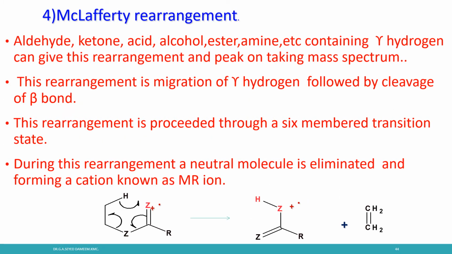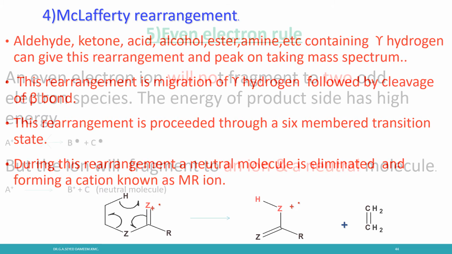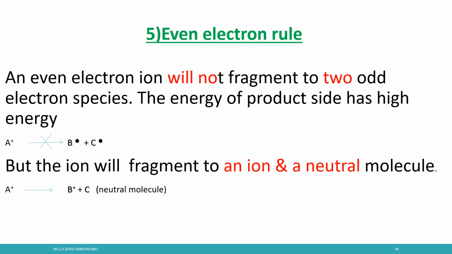Another type of fragmentation is the McLafferty rearrangement. We have already discussed this rearrangement in the previous slides. Another type is the even electron rule. The even electron rule means an even electron ion will not fragment to two odd electron species. The product side has high energy, so this reaction does not take place. That is the even electron rule. But the ion will fragment to an ion and a neutral molecule, which is shown in the slide.